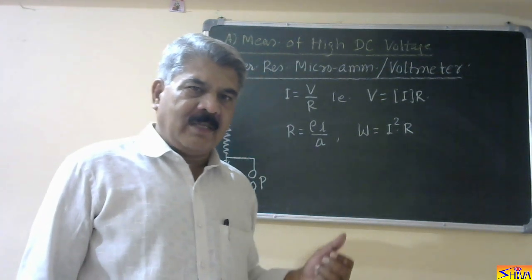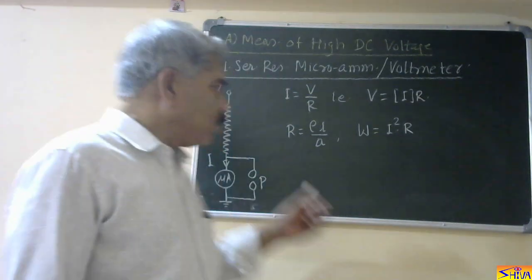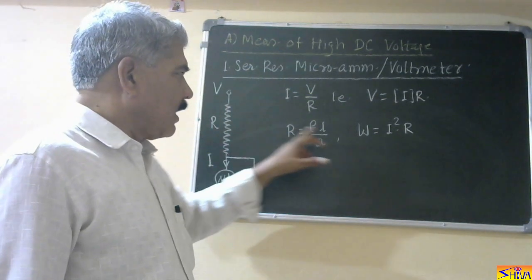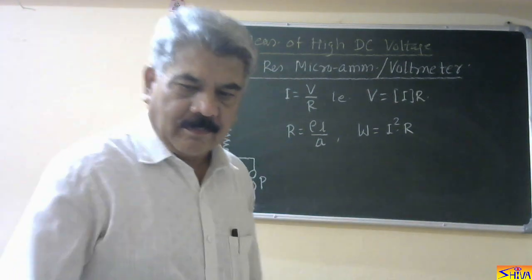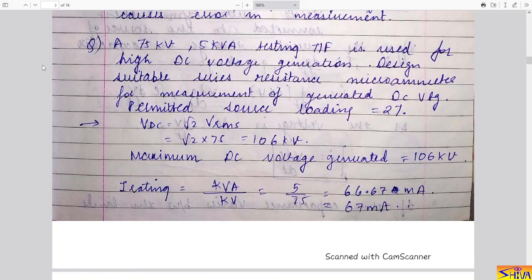Now I will explain by a numerical how to compute the value of resistance as well as its wattage rating. Numerical: a 75 kV, 5 kVA testing transformer is used for high DC voltage generation. Design a suitable series resistance microammeter for measurement of generated DC voltage. Permitted source loading is 2%.